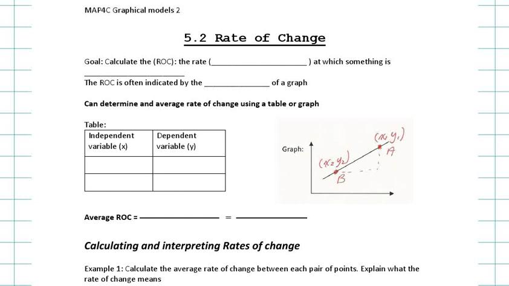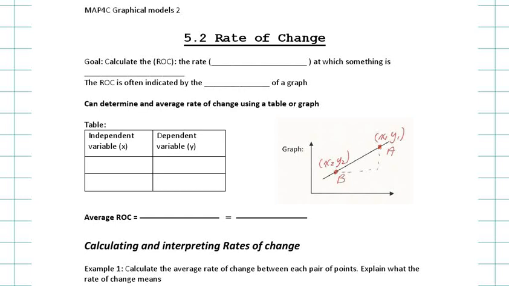Okay, so rate of change. This is pretty simple if you remember linear functions. If you remember y equals mx plus b, and if you remember grade 10 and its slope, rise over run, this is pretty simple. So the ROC is the rate of change, okay?